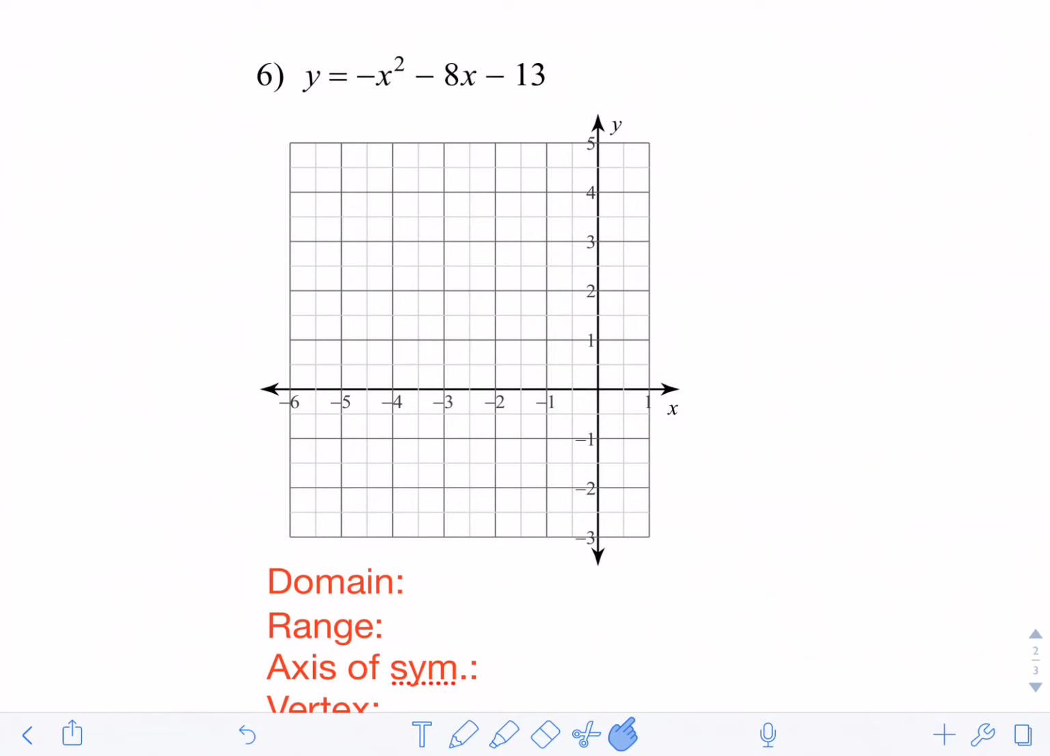I can't plot, yes I can. I have 6, negative 1. So negative 6, negative 1, there's my first point. Negative 5, positive 2 is my next. Negative 4, positive 3 is the next one. Negative 3, positive 2. Negative 2, negative 1. Negative 1, negative 6 is off the graph, so I can't plot that. So I'm going to go ahead and connect my dots, and I'm going to answer the question.